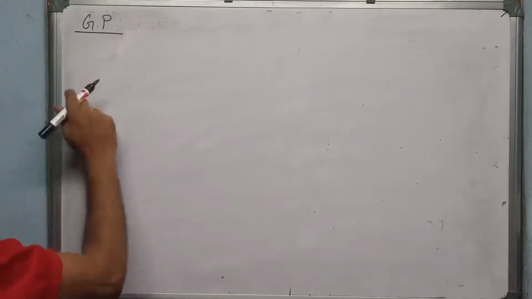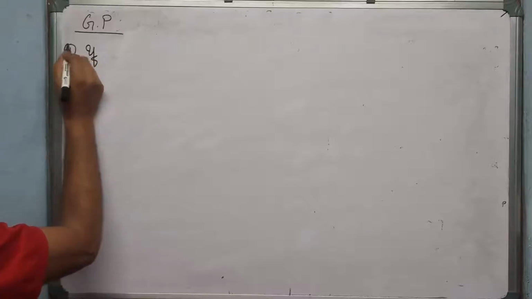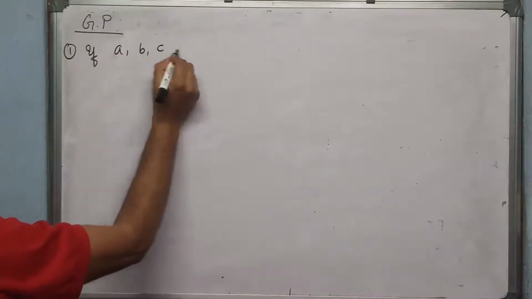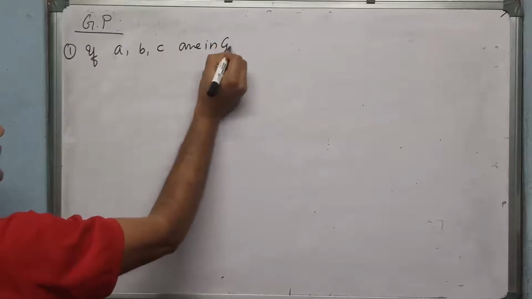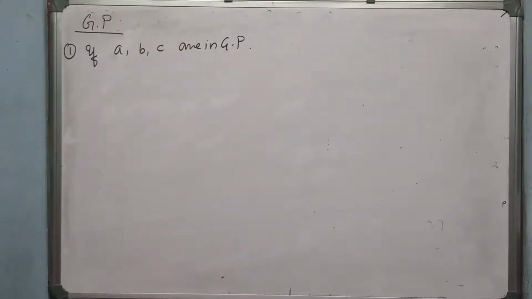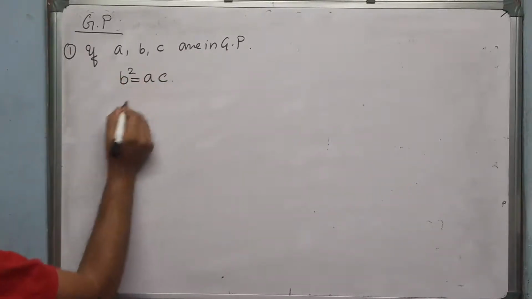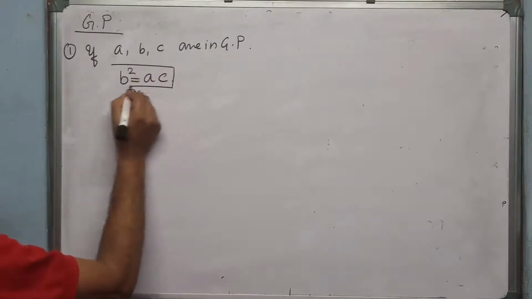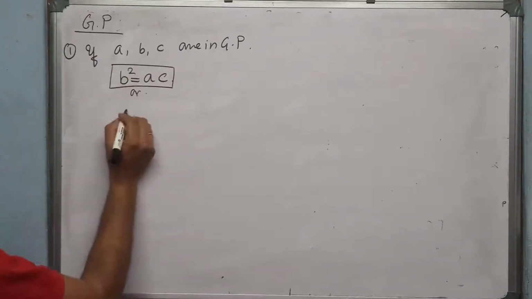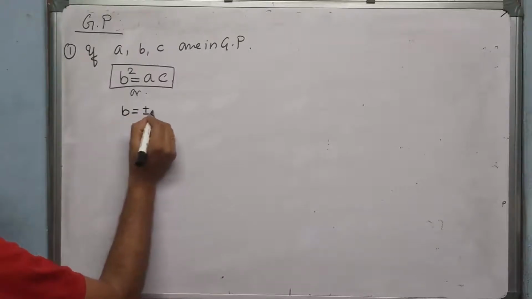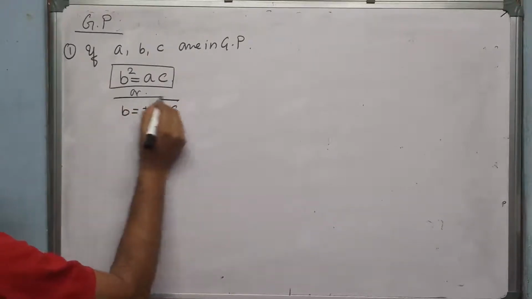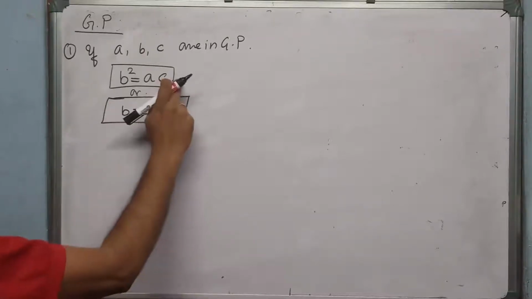Now, next we'll discuss some properties of GP. First property: if A, B, C are any three distinct real numbers in GP, the condition will be B square is equal to AC. This is one property, B square is equal to AC, or we can write B is equal to plus minus under root AC. It would be better to use the first one only.